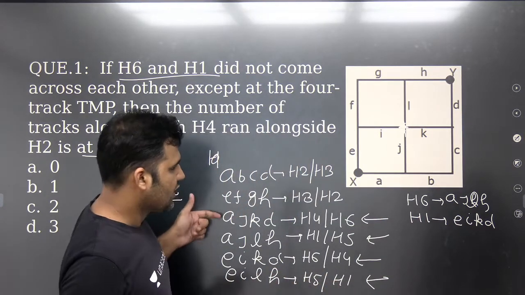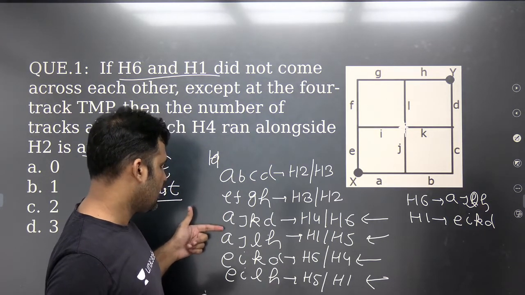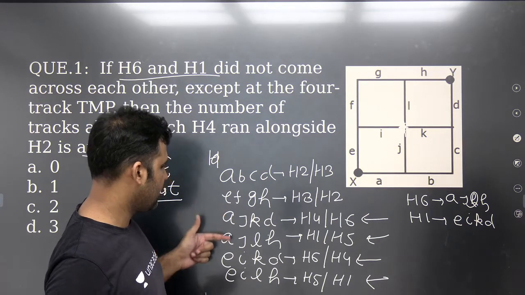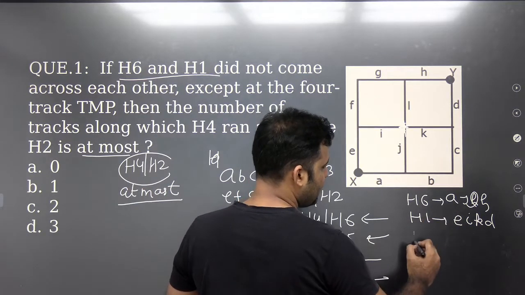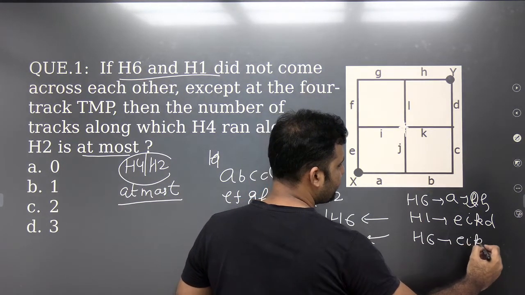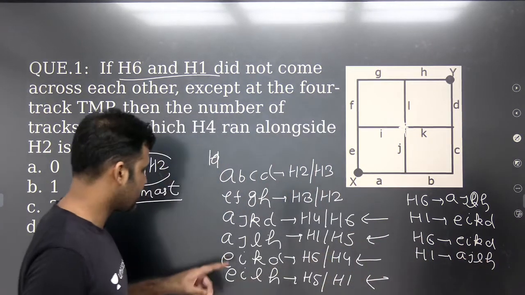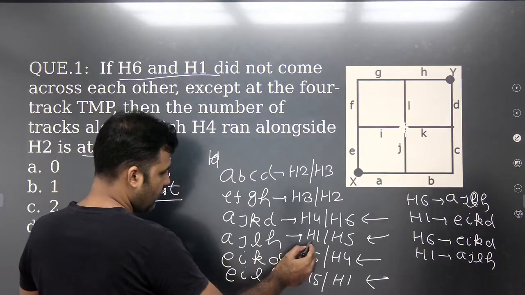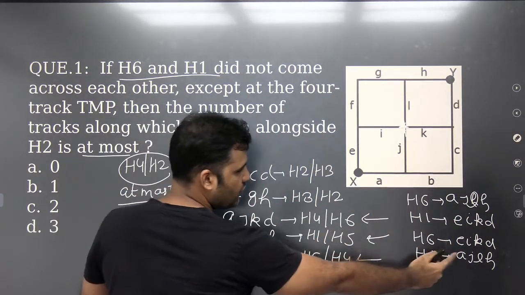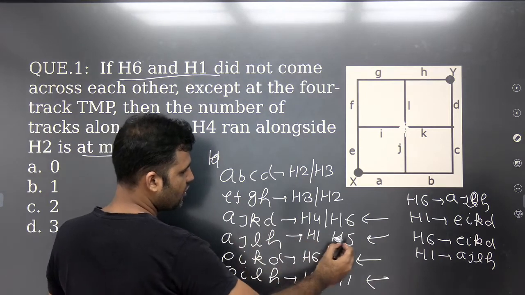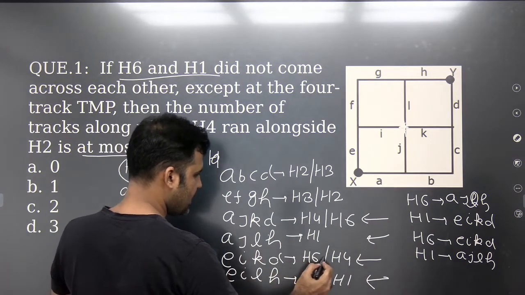Okay. So now let's see, do we have an option for H6 to go for A, J, L, H? A, J, L, H is not available. A, J, H, L is also not available. So the only possible case is that H6 is using the path of E, I, K, D, and H1 is using the path of A, J, L, H. Do we have this possibility? Yes. H1 has to go to A, J, L, H, and H6 is going for E, I, K, D.